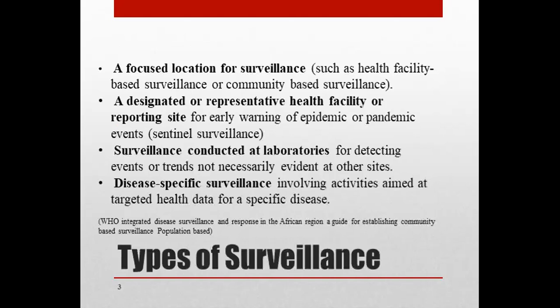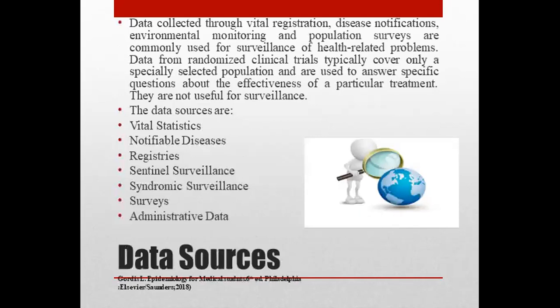Therefore, if we see the types of surveillance according to these, there should be a focused location for surveillance, such as health facility based surveillance, a designated or representative health facility reporting site for early warning of epidemic, surveillance conducted at laboratories, and disease specific surveillance. Data sources used for public health surveillance.